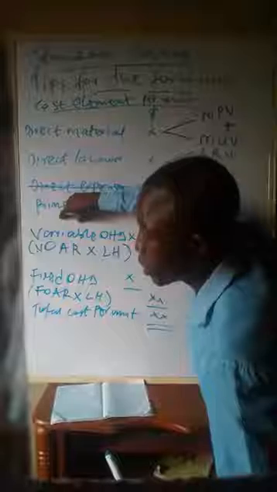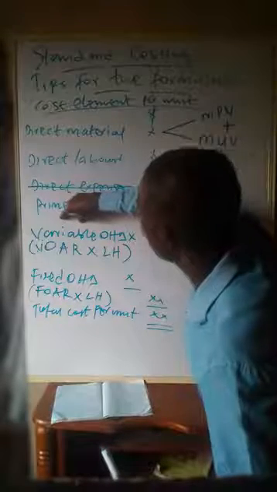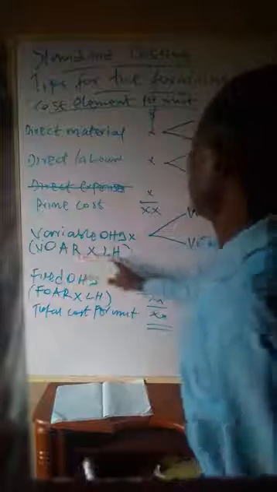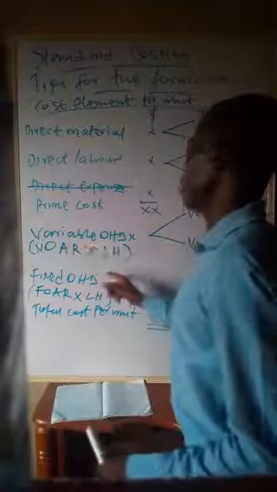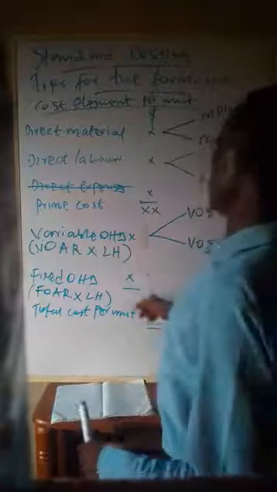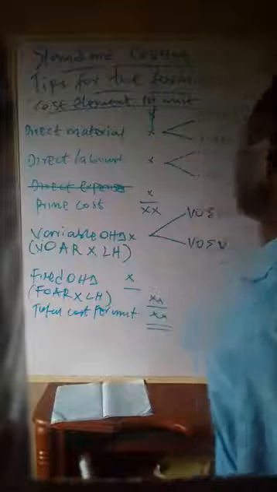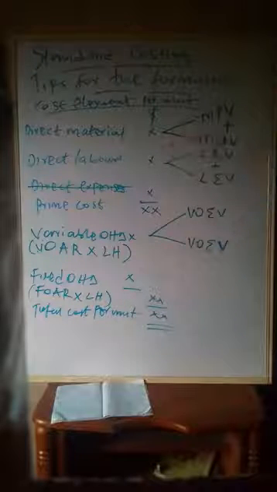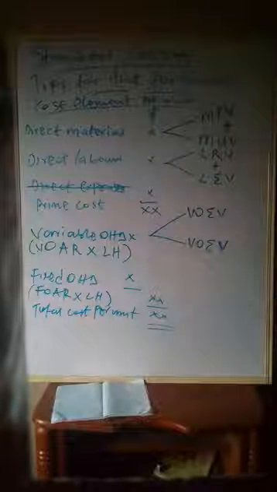We are going to use the budgeted variable overhead divided by total budgeted labor hours. Now you get per unit. But this will give us per unit directly. Do you get it now?